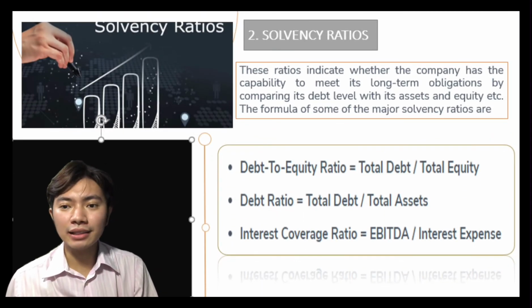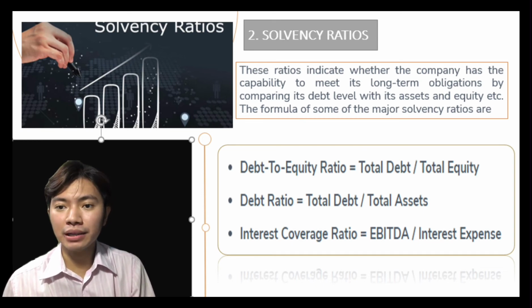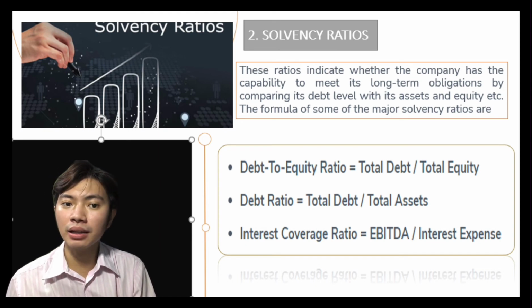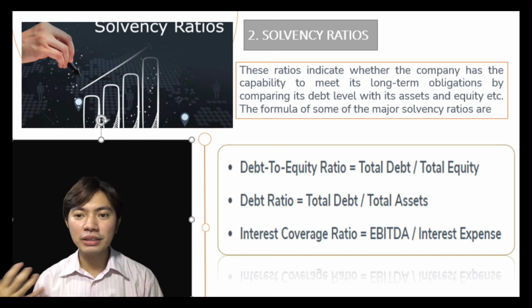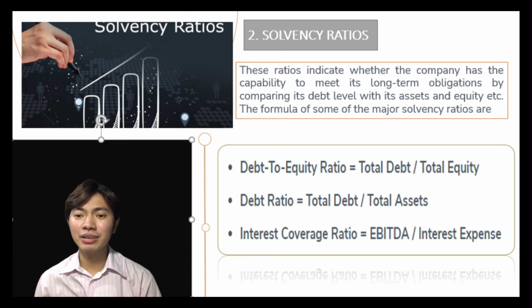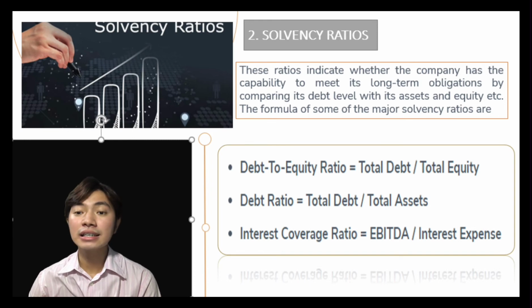So, next naman natin na itatackle is the solvency ratio. So, these ratios indicate whether the company has the capability to meet its long-term obligations by comparing its debt level with its assets and equity. So, yung solvency ratio is important because it is the financial ratio na kadalasan na ginagamit ng mga investor to identify the undervalued stocks that is increasing over the time.